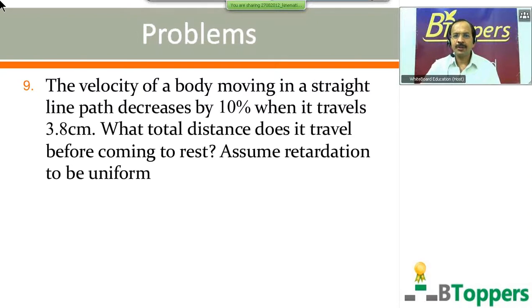The velocity of a body moving in a straight line path decreases by 10% when it travels 3.8 centimeter. What total distance does it travel before coming to rest? Assume retardation to be uniform.